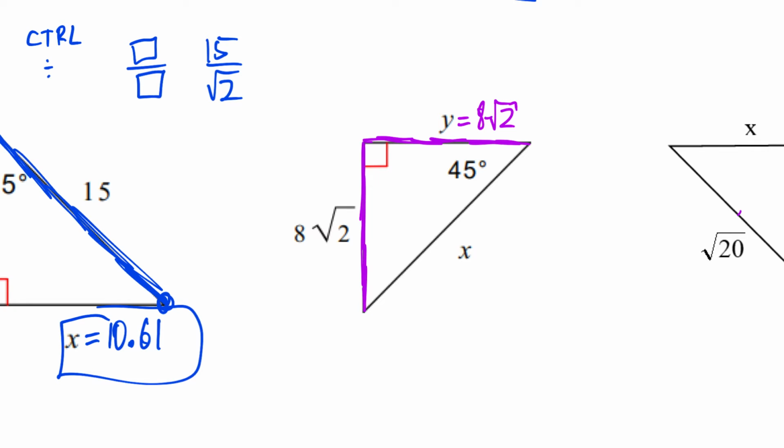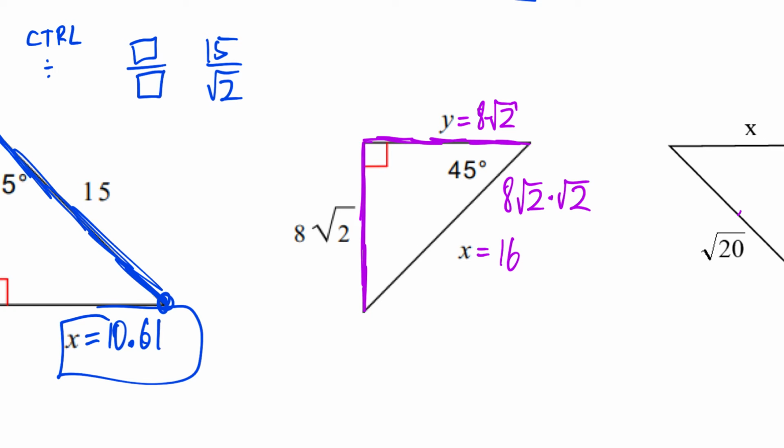And then from knowing this is 8 square root of 2, how am I going to find the hypotenuse over here? Multiply by the square root of 2. So it's going to be 8 square root of 2 times the square root of 2. And what does that give you?